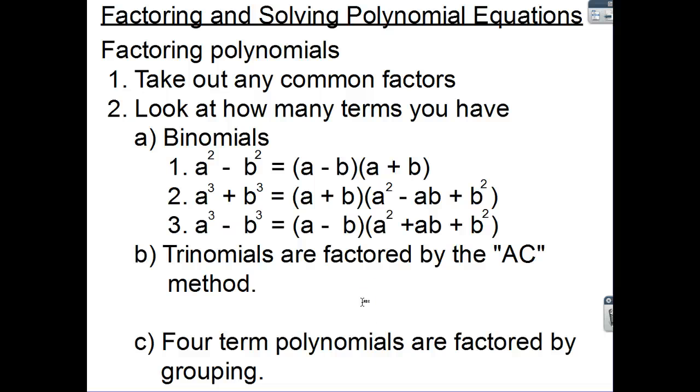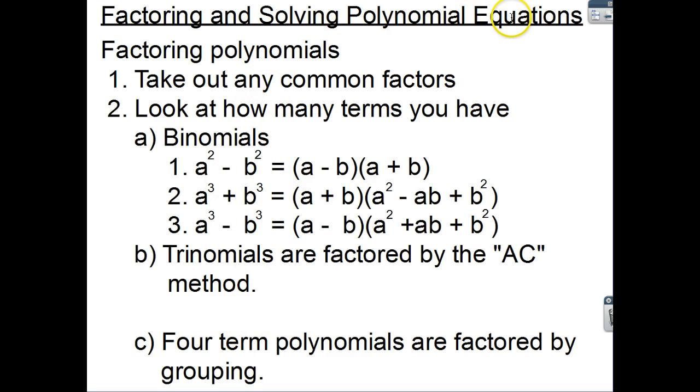Okay, we're here today to talk about factoring and solving polynomial equations. In our book, it's section 6.4. On this first screen, I've got the protocol for how to factor polynomials.